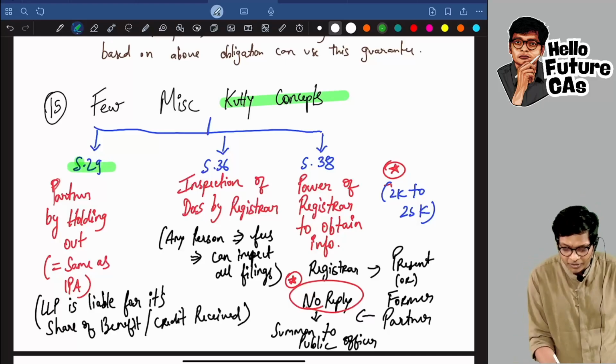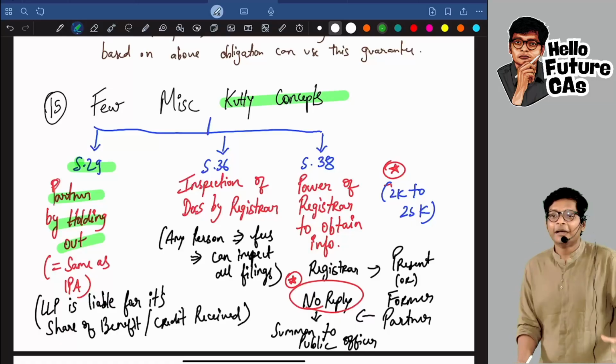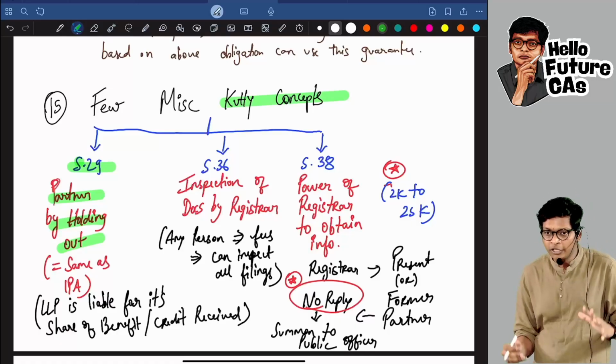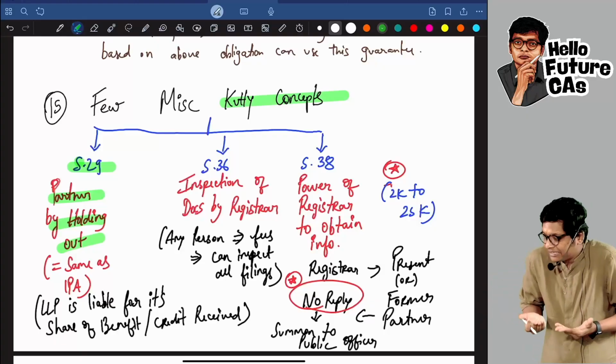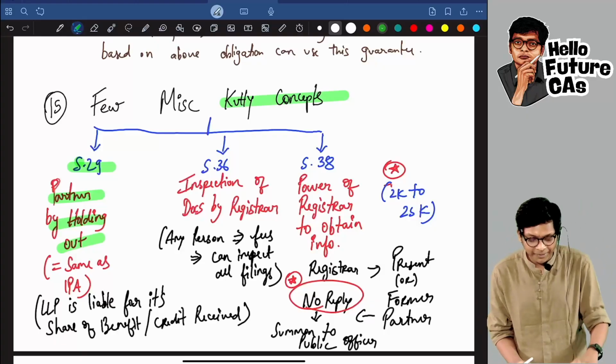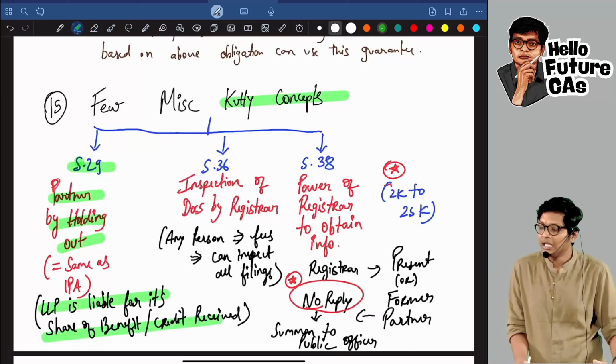First, section 29 talks about partner by holding out, just like in the Indian Partnership Act. What is partner by holding out? Somebody who is not a partner but represents himself as a partner in the LLP, then the LLP is liable for his acts. Are you following, guys?